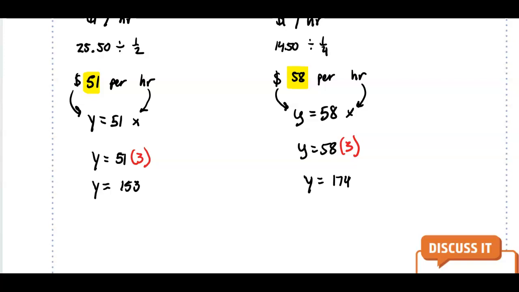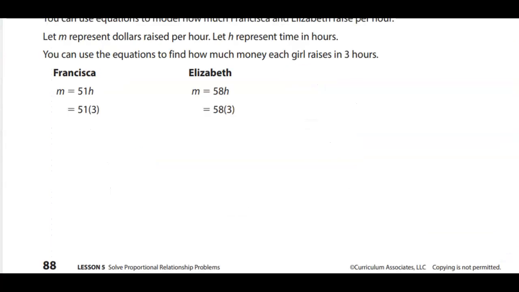So how much did they raise together is just simply an addition problem. 153 plus 174, and we get $327 raised together. Notice on page 88 they used M and H. That was the same thing as y equals 51x and y equals 58x for M and H.